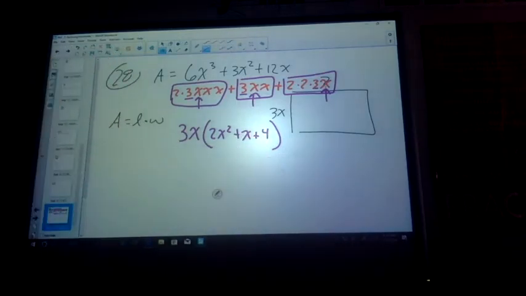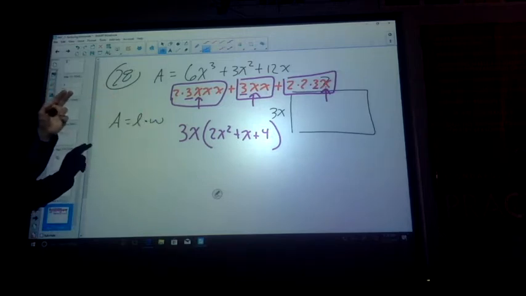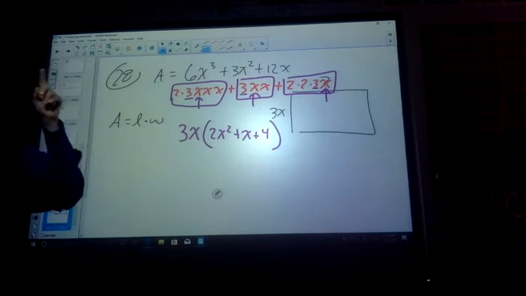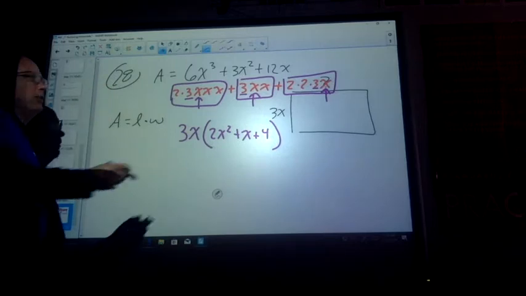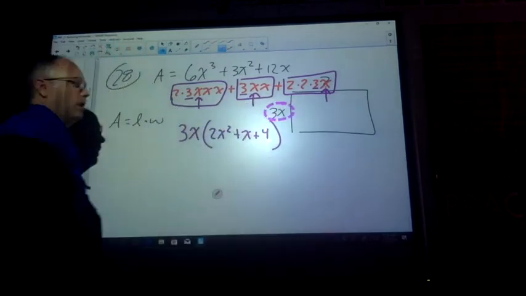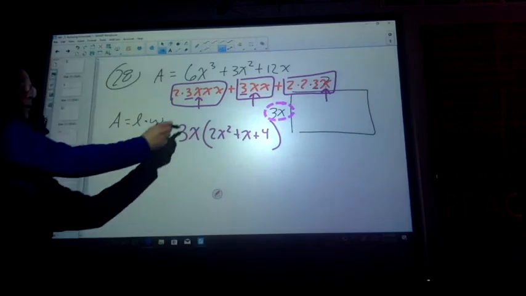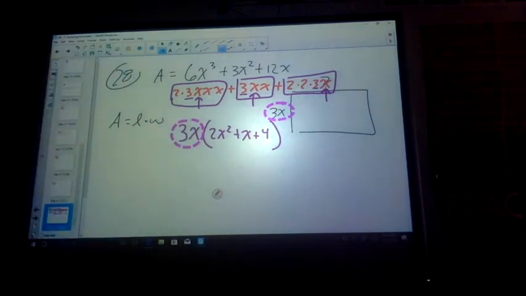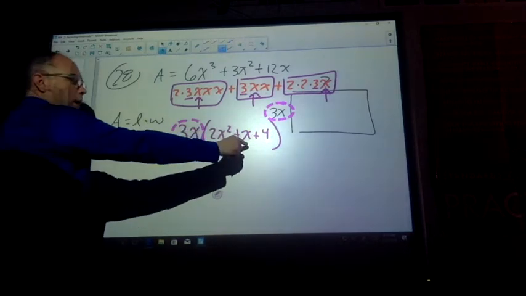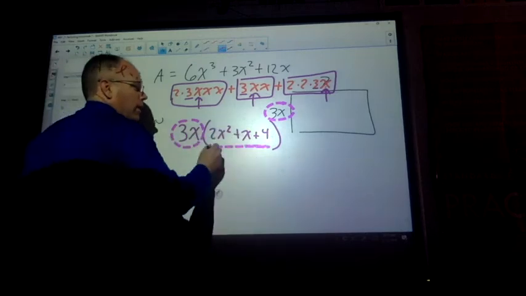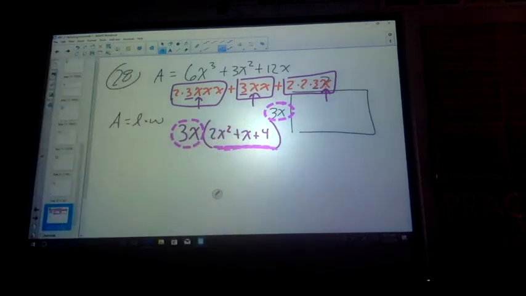So now, we know that length times width is the area. They told us the area was this, but then they told us one of our sides was 3x. They gave us this, right? Well, is that and that the same thing? Yeah? So length times width, this is the width. Is that okay? That's a little tricky. You will not see that on a test or quiz. That's just a little trickier. Agreed?